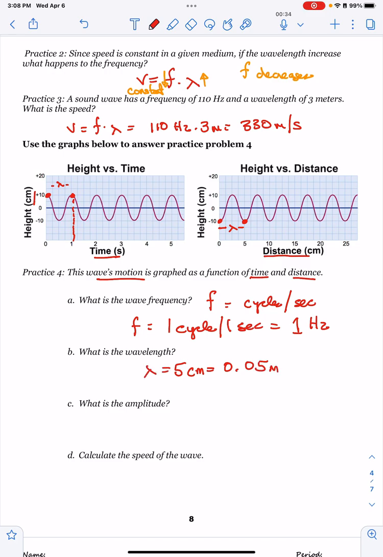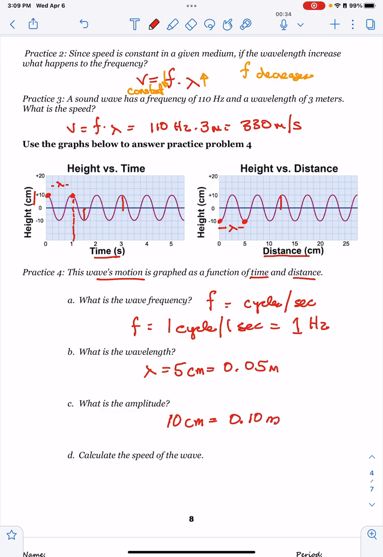What is the amplitude? You can see that it's the distance from the resting position for both of these, and the amplitude here is 10 centimeters, or 0.1 meters.